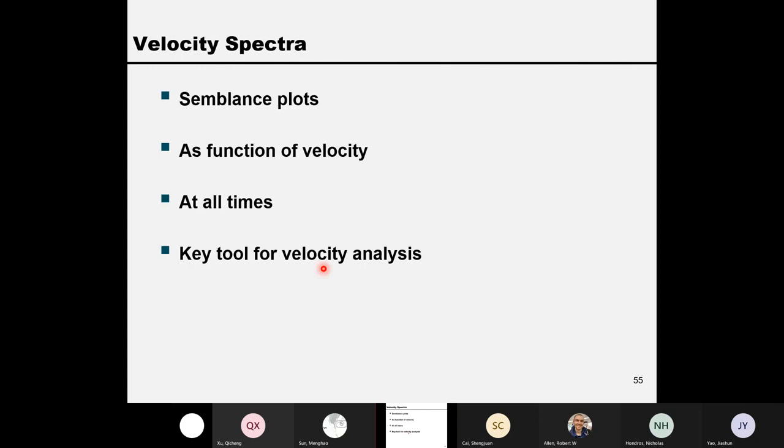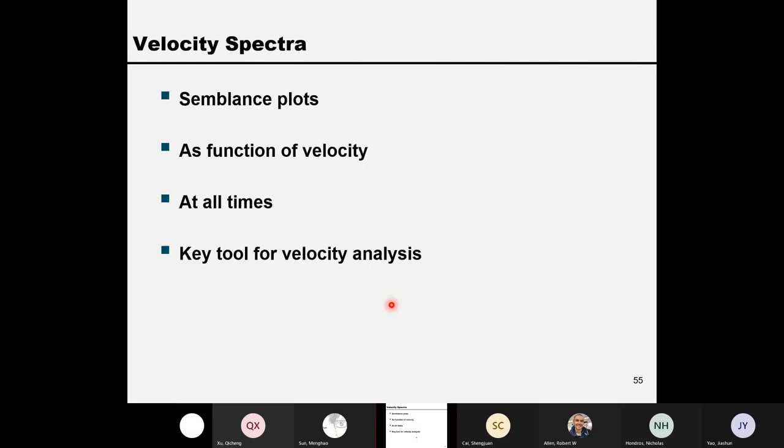The next method and tool I introduce here is called the velocity spectra. Basically, what is velocity spectra? It's a plot of the semblance defined on the previous slides. You just plot the semblance as a spectra, and this semblance is plotted as a function of velocity. You use different velocity, different curve, as a function of velocity. Vertically is time, horizontally is velocity. That's the key parameter for velocity picking, either manually or automatically by your computer, right?